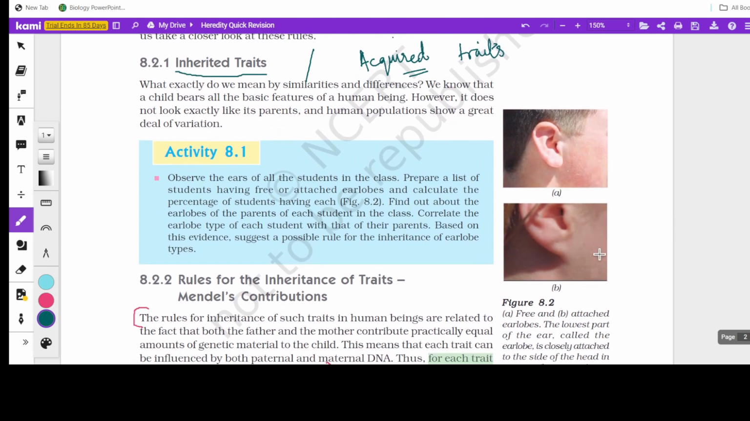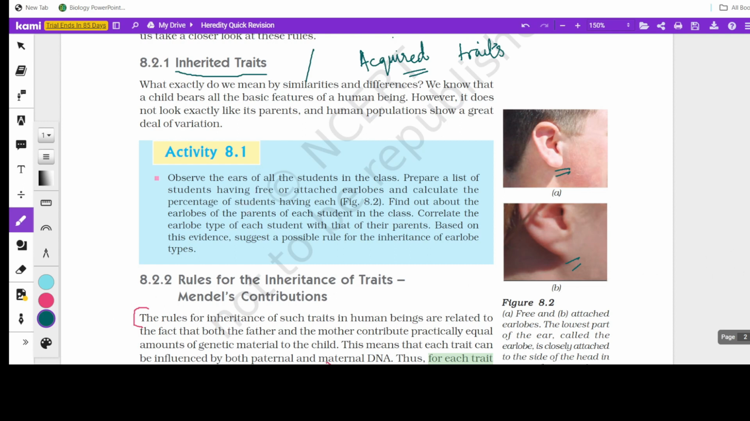And this earlobe question, here they have shown the free earlobe and attached earlobe. In the sample paper also you might have seen a question based on this earlobe, but it is not from this part. After learning the whole chapter completely, you should know how to interpret the results of a cross between parents having free or attached earlobes. Clear? So we will see how to interpret those things.